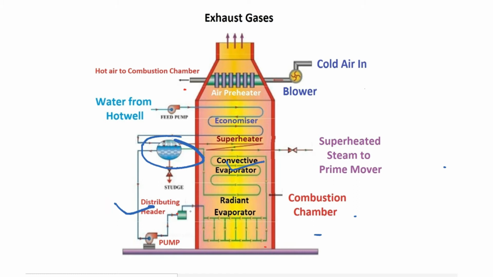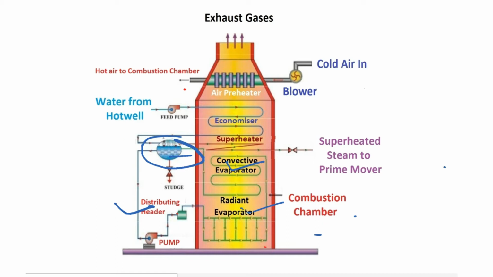Here we are using a radiant as well as a convective evaporator. This water, with high pressure, will pass through the tubes of the radiant evaporator as well as the convective evaporator. Here part of the water is evaporated, and this evaporated water, the steam, is separated in this separator drum. At the top side of the drum the steam remains because of its light density, and at the bottom side of the drum the water particles are there because of the higher density.